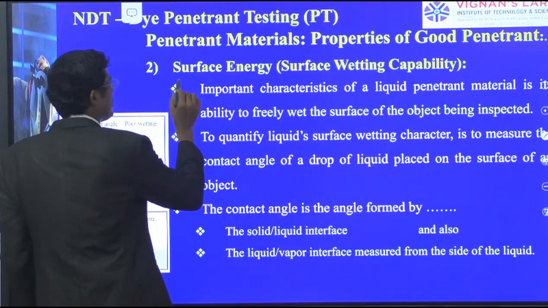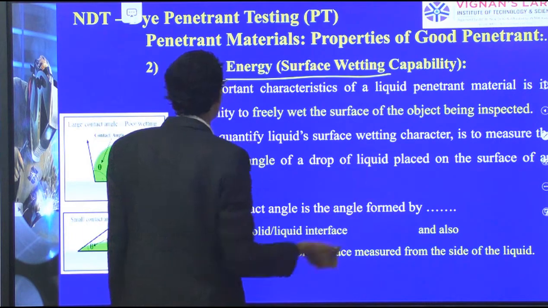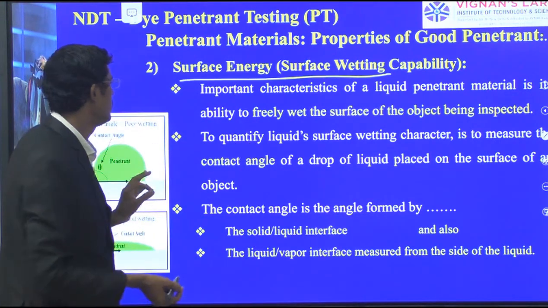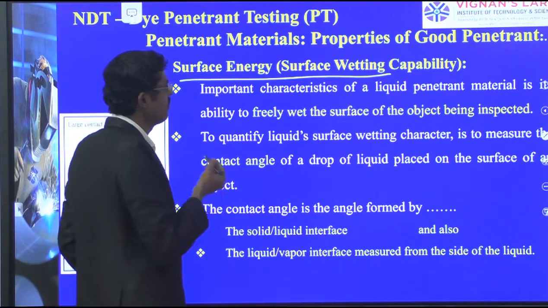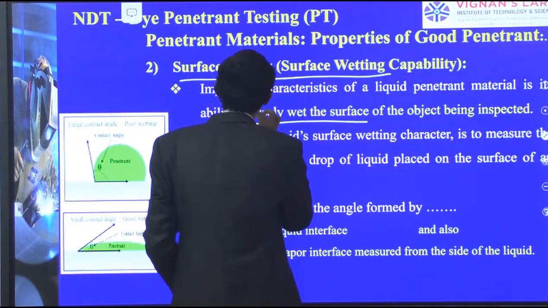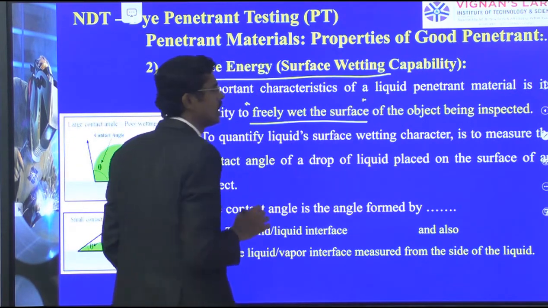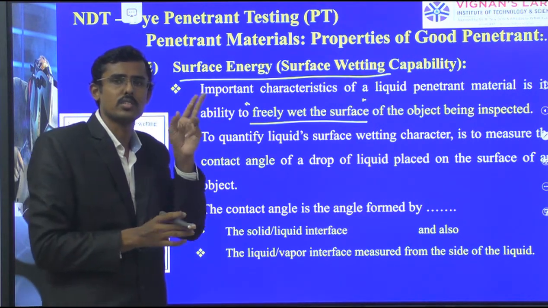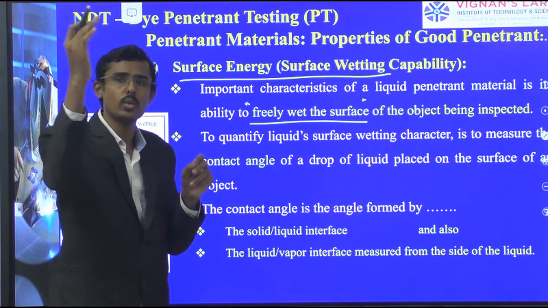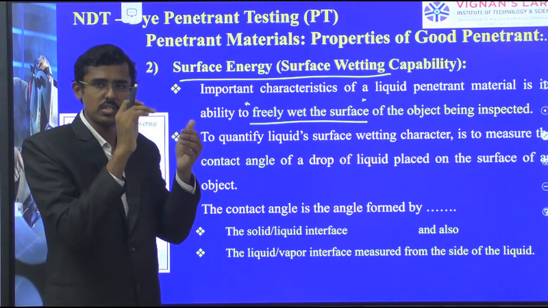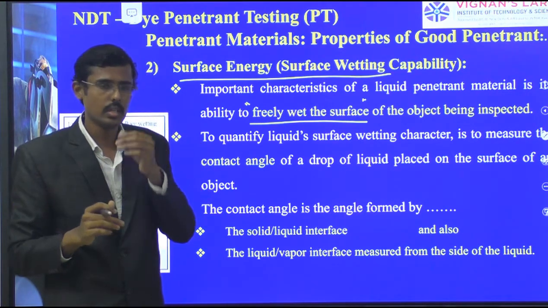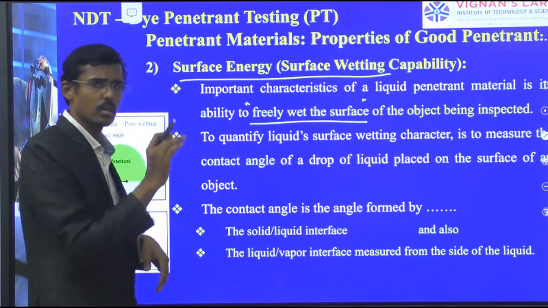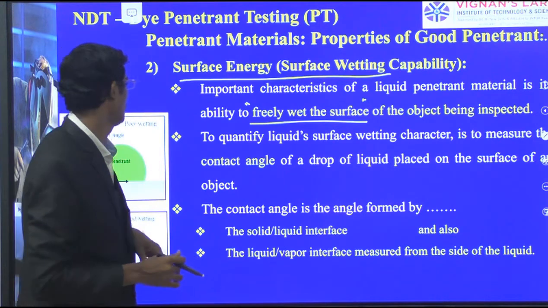Second one, surface energy or wetting capability. An important characteristic of the liquid penetrant material is its ability to freely wet the surface. This property we have discussed: the contact angle is based upon the surface tension of liquid to vapor, surface tension of solid to liquid, and surface tension of solid to vapor. So based upon these three, the contact angle is generated.